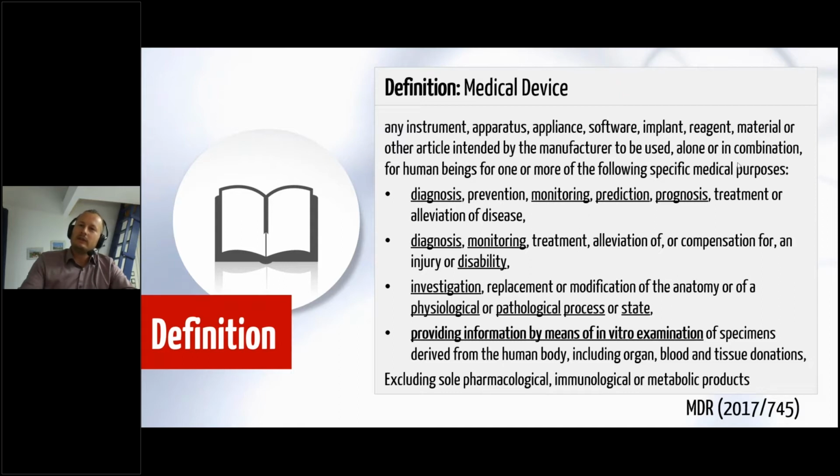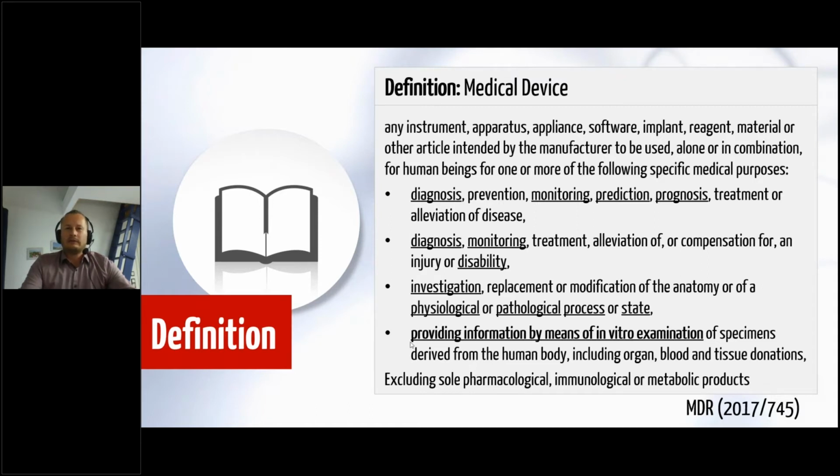If this all applies, then you need to look into those bullet points, whether your product does something that applies to one of these points, whether it does diagnosis, is intended to deliver a diagnosis, prevention, monitoring, prediction, prognosis, treatment, or alleviation of a disease. Pretty much the same is true for any disability. The investigation, replacement, or modification of the autonomy, and a physiological or pathological process or state is investigated. This is very much the case for any in vitro diagnostic product.